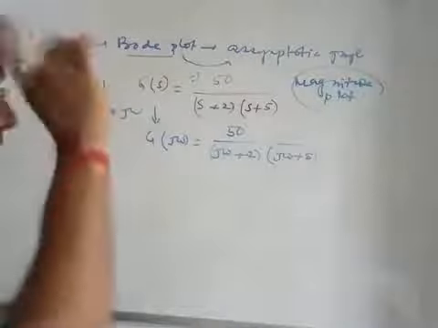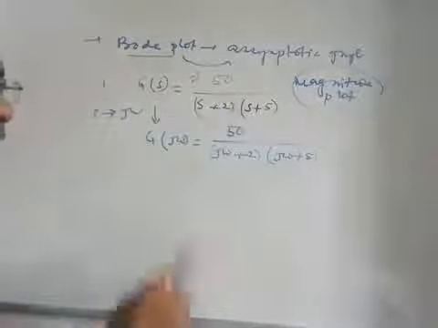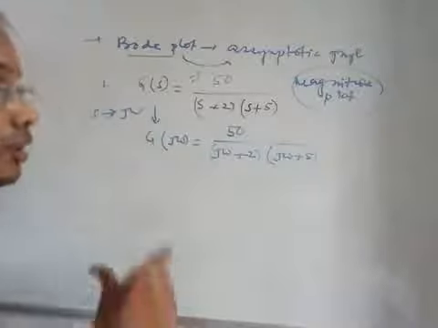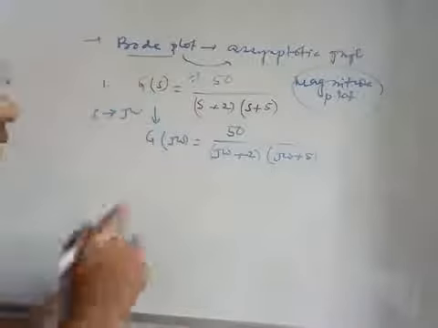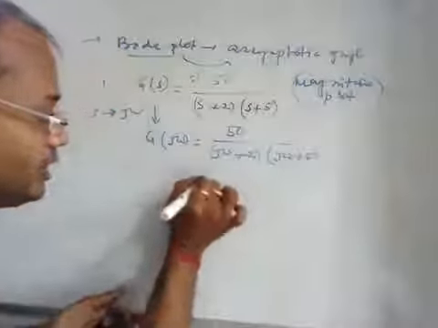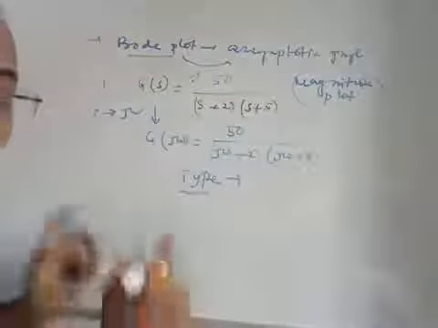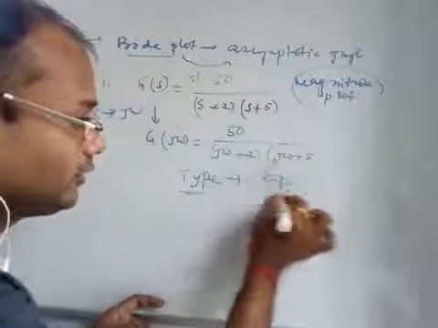Next step, you see, this is a second order system. One of the most important parameters to start with the Bode plot is that you have to find out the type of the system. So the type of the system is very important. So what is the type? Here there is no pole at s is equal to 0. See, this is a type 0 system.